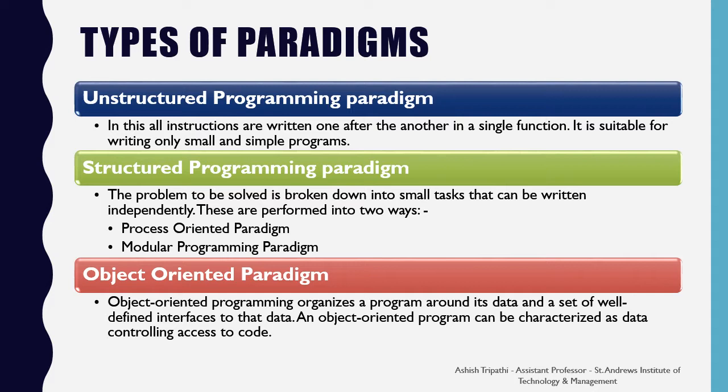Whereas in the structured programming paradigm, the problem to be solved is broken down into small tasks which are written independently. Likewise, there are two types of structured programming paradigm, that is process-oriented and modular programming. Object-oriented paradigm refers to the latest way of solving a problem. In this, a program is considered as a collection of data and functions. This data is acted upon by the functions and the data controls the access to the code.